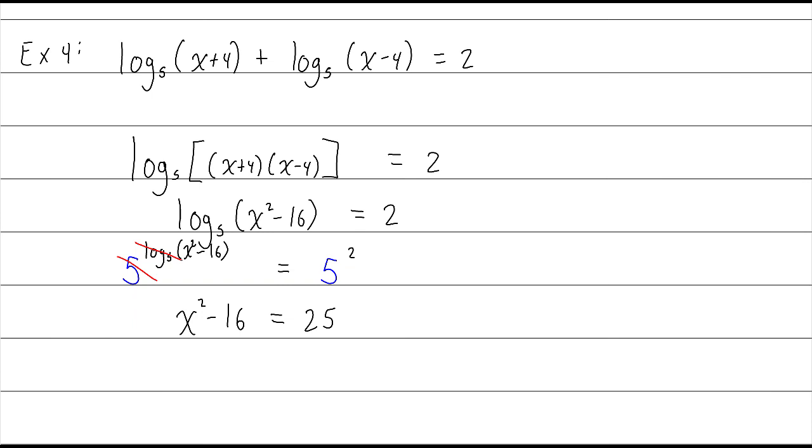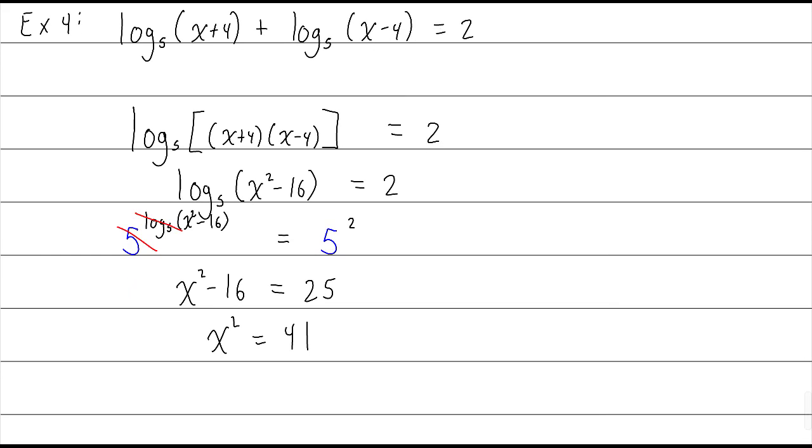Add 16 to both sides. x squared equals 41. Now remember, the square root property says that I can take the square root of both sides. I'd get positive and negative square root of 41. Okay, but I'd have to be very careful with these solutions, right? So the square root of 41, by the way, just off to the side here, is about 6.4 or something like that. Okay, so just keep that in mind as a reference.